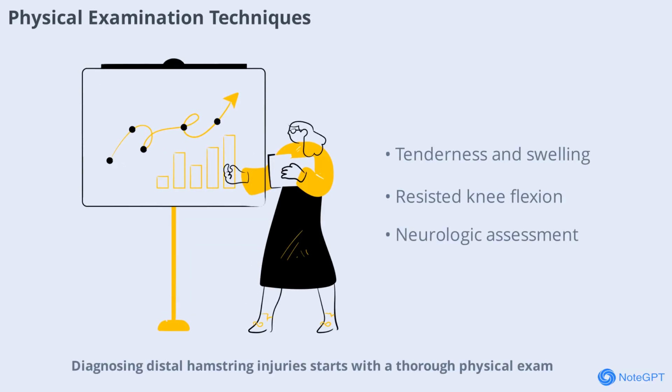Diagnosing distal hamstring injuries starts with a thorough physical exam. Physicians look for tenderness, swelling, and defects near the knee. Resisted knee flexion tests can reveal pain or weakness, and comparing the injured leg to the uninjured side helps identify subtle differences. Neurologic exams are also important, especially for lateral injuries, as the common peroneal nerve may be affected. A complete ligamentous exam is recommended if a multiligament knee injury is suspected.